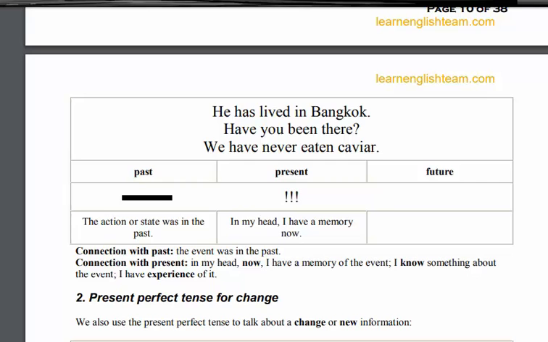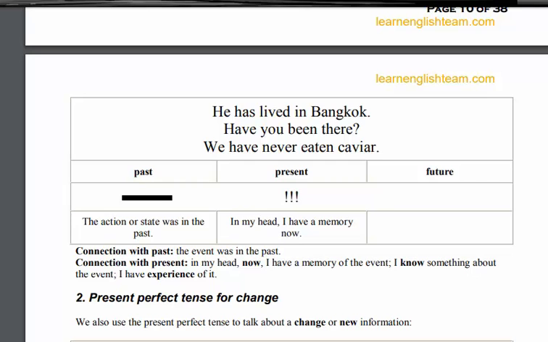So these are related to actions that were in the past but continue in the present. The action or state was in the past, and in my head I have a memory now. So in this example, there is a connection with the past and a connection with the present. In my head now is related to the present, and the event was in the past. So I have a memory of the event. I know something about this event. I have experience of it. So the present perfect tense is related to your experience.